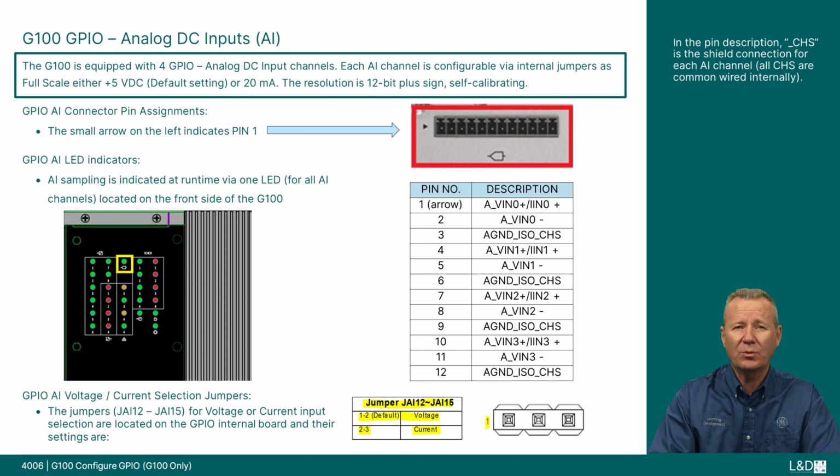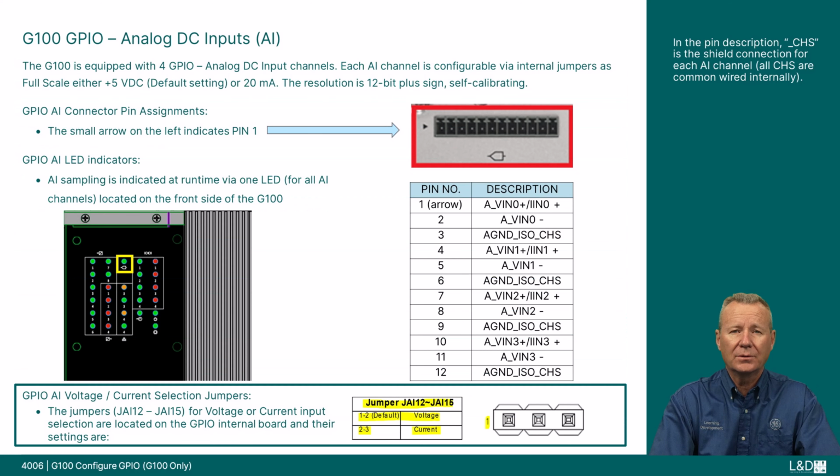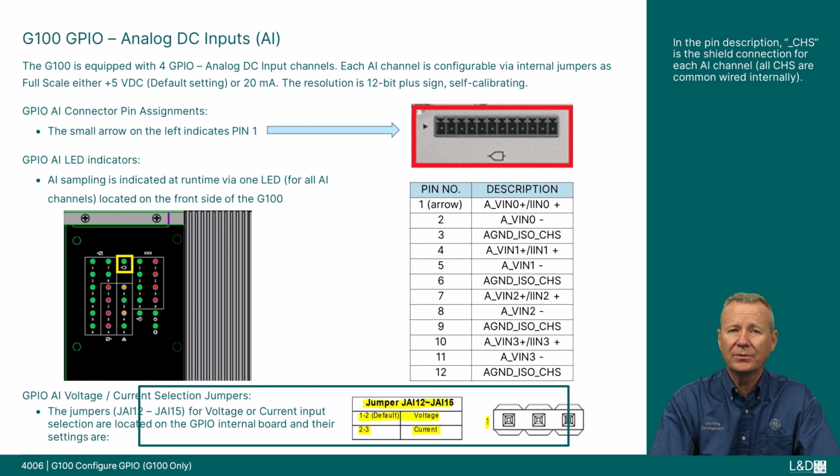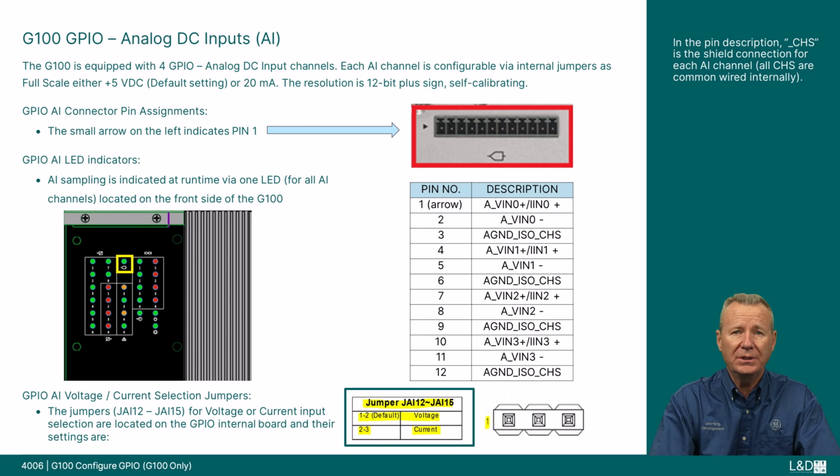The G100 is equipped with 4 GPIO analog DC input channels. Each AI channel is configurable via internal jumpers as full scale, either plus or minus 5 volts DC, the default setting, or 20 milliamps. The resolution is 12 bits plus sign, self-calibrating. The jumpers JAI12 to JAI15 for voltage or current input selection are located on the GPIO internal board, and their settings are 1 to 2 default voltage, 2 to 3 current.